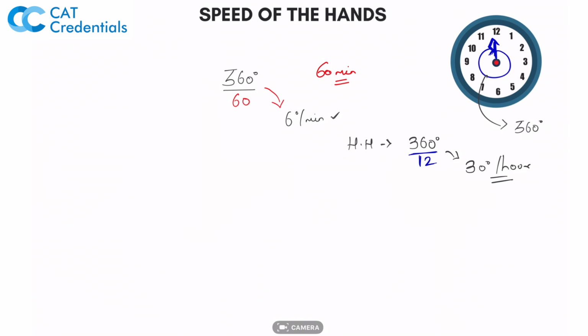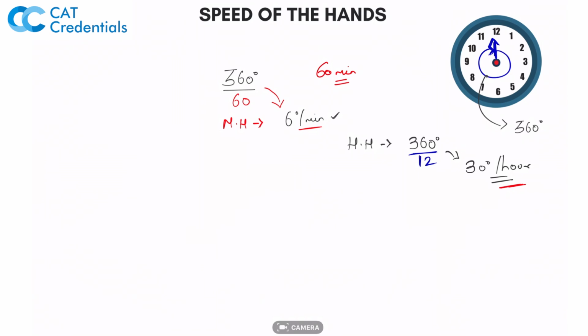That is 30 degrees per hour. And you already know the speed of your minute hand is nothing but 6 degrees per minute. Okay, now you can see it here. It is in terms of per minute. This is in terms of per hour. So we'll have to convert this per hour to per minute.